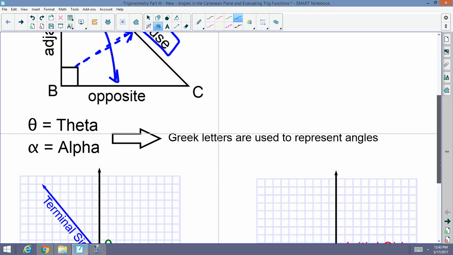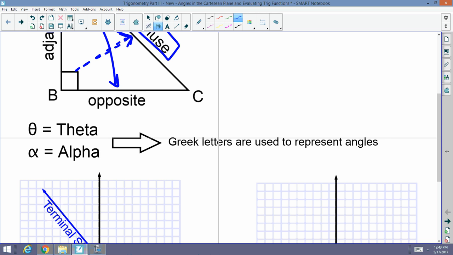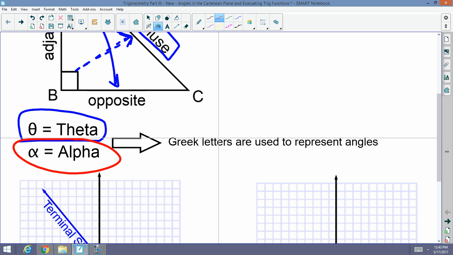Boom. Alpha and theta. Guys, this is called theta. And this angle here, as you can see, is called alpha. These are just Greek letters that are usually used in trig to represent angles. So now you know what theta is and what alpha is. Those are just symbols that represent angles.